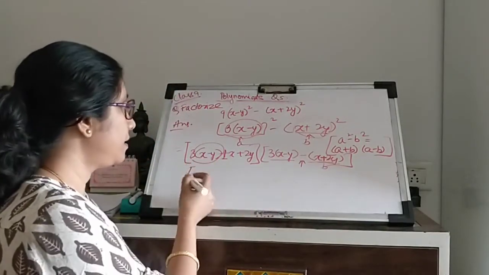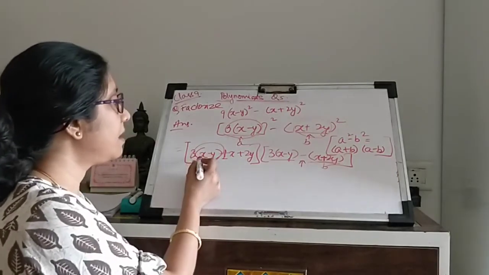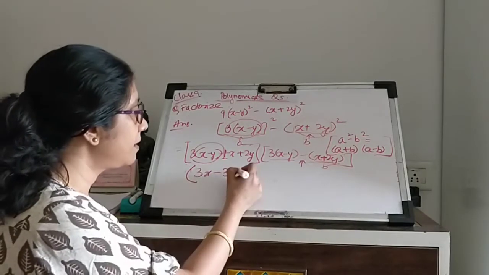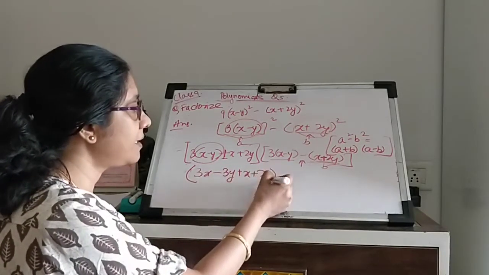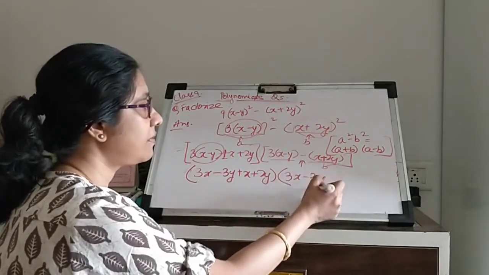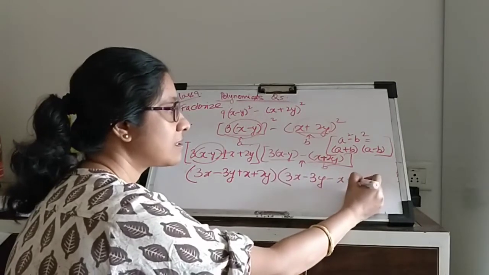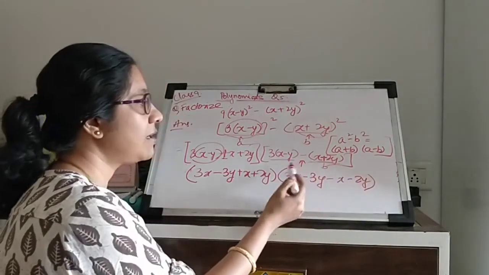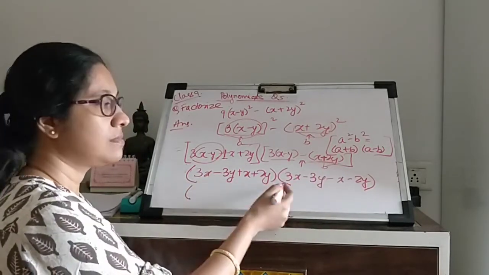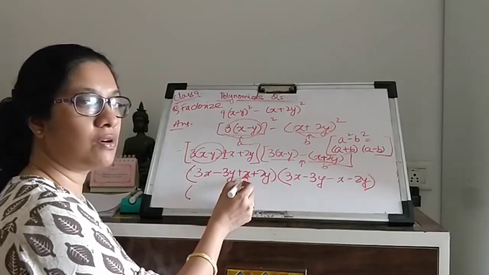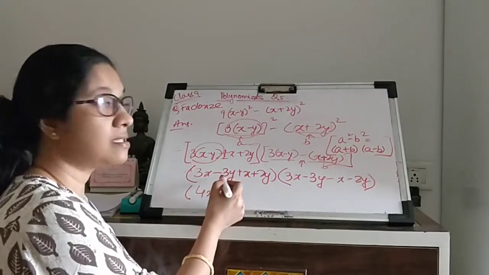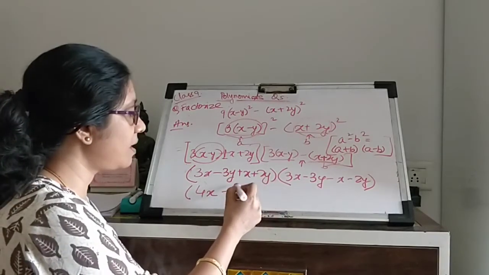So this is what we get here. I now open it. 3x, just expand it: 3x minus 3y plus x plus 2y. Again, I'll be expanding it here: 3x minus 3y minus x minus 2y. See how I open it? Minus x minus 2y. So, simple calculation, all the like terms go here: 3x plus x becomes 4x, and minus 3y plus 2y will be minus y.